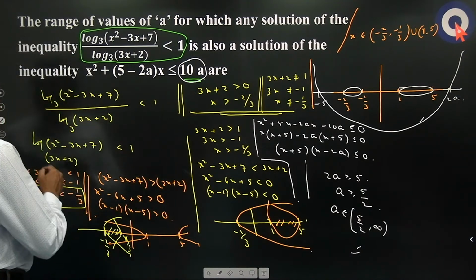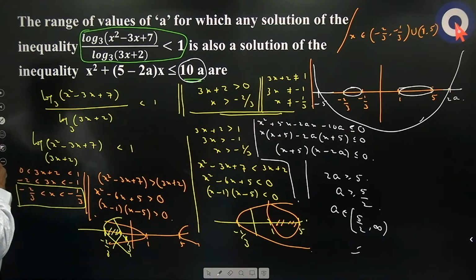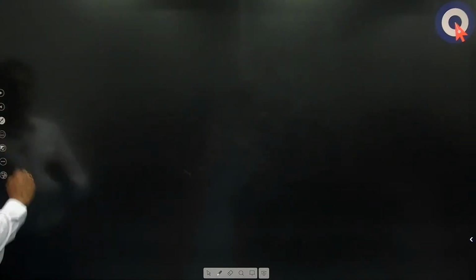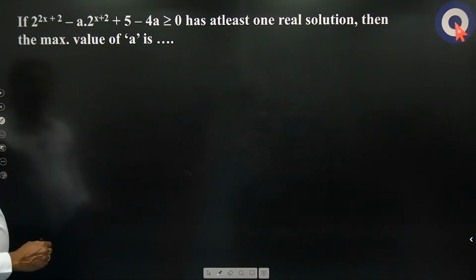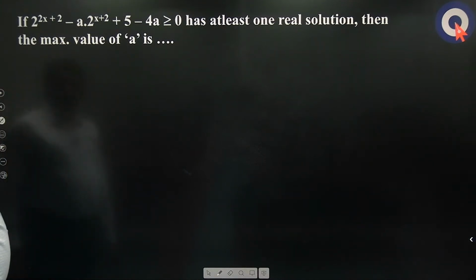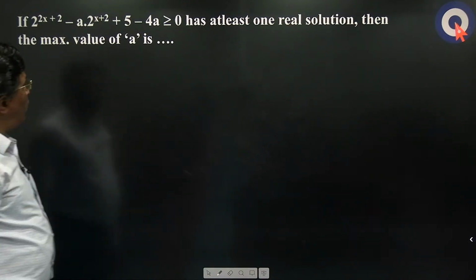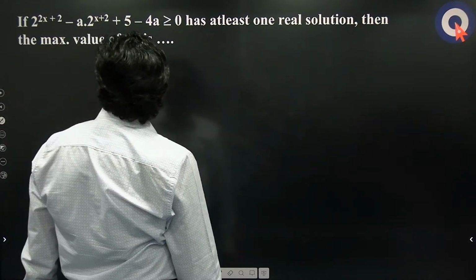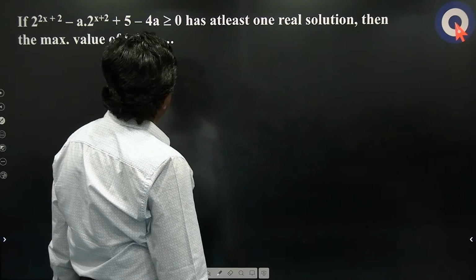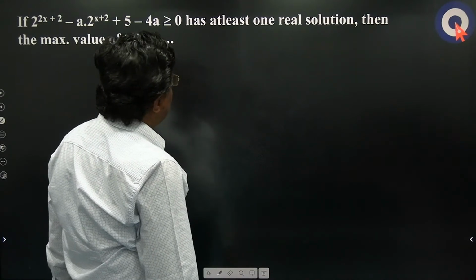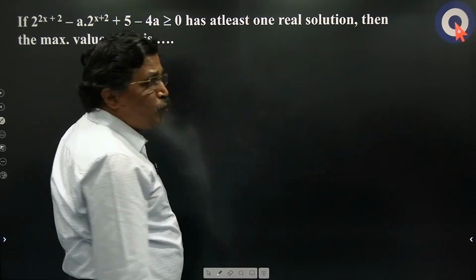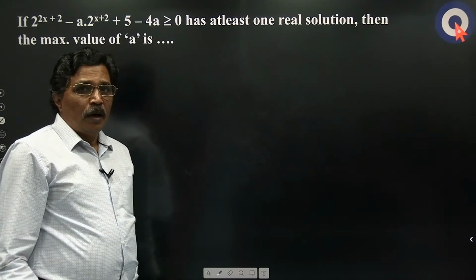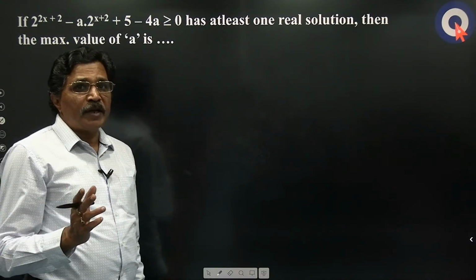Okay, so let us see the next problem. If 2 power (2x plus 2) minus a into 2 power (x plus 2) plus 5 minus 4a greater than or equal to 0 has at least one real solution, then the maximum value of a is. A little unconventional method we shall apply here.